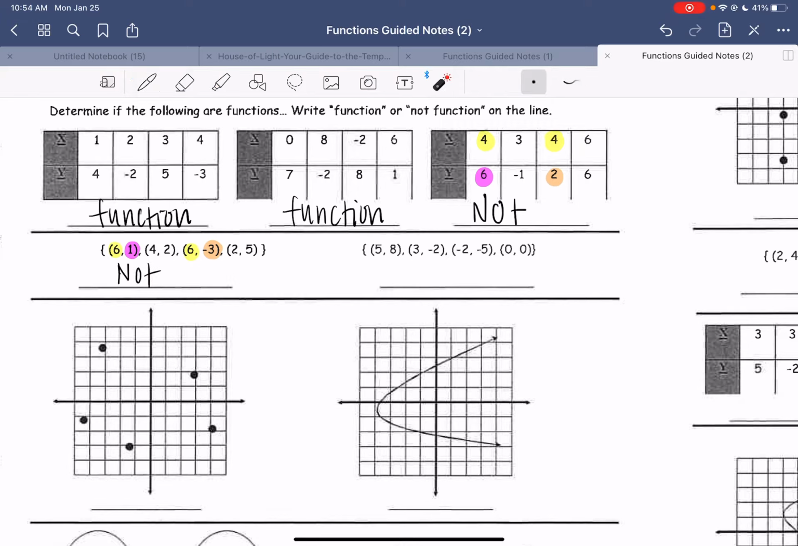All right. We have a 5 and an 8, a 3 and a 2, a -2 and a -5, and a 0 and a 0. So this one here is going to be a function.